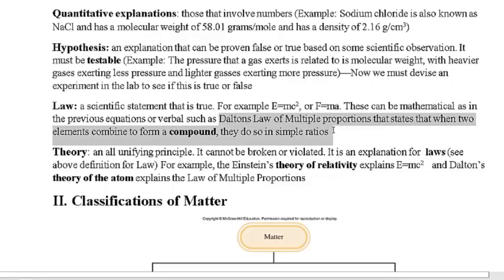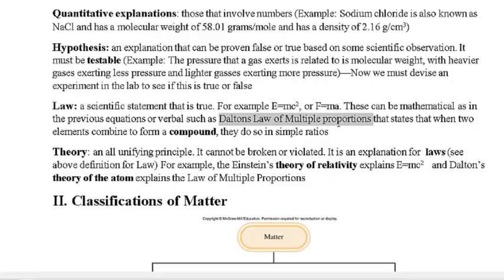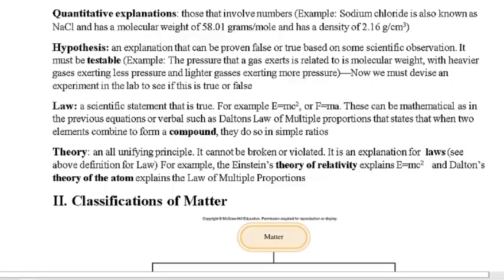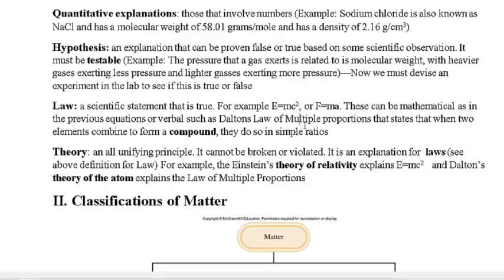Dalton's law of multiple proportions. Dalton says that when two elements combine, they form a compound. They do so in simple ratios. That means CO2 is CO2, one carbon and two oxygens. It's not C2.3O4.8. Okay, it's one atom of C, two atoms of oxygen.